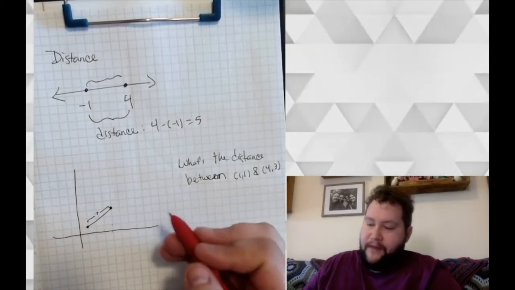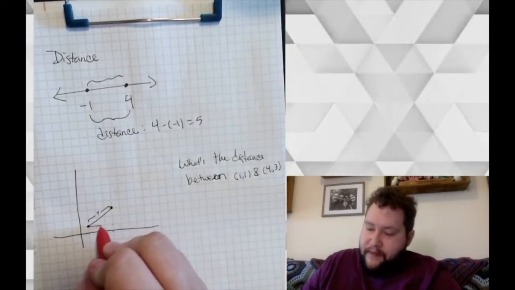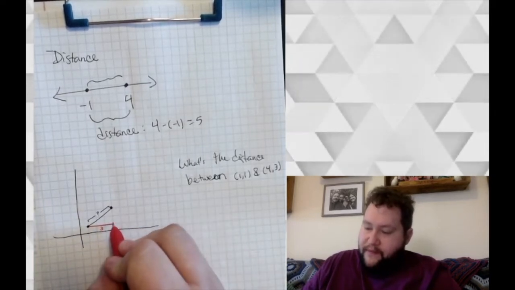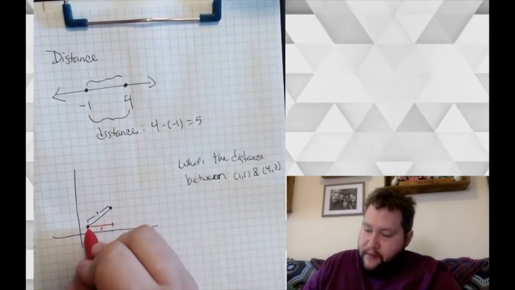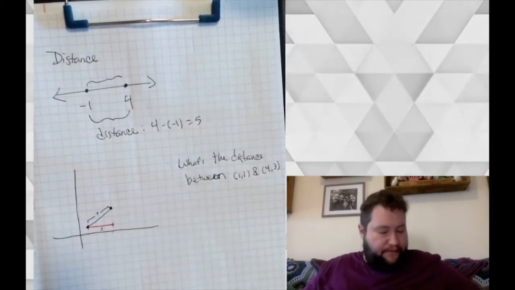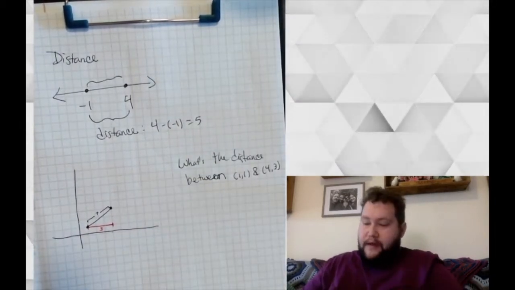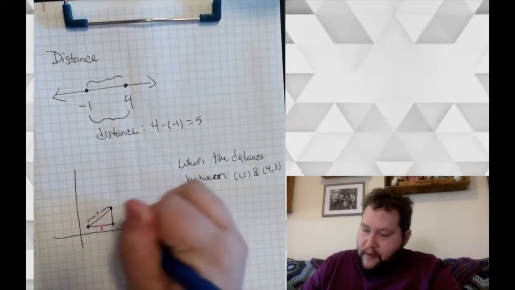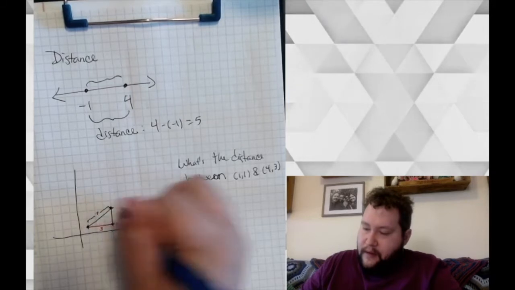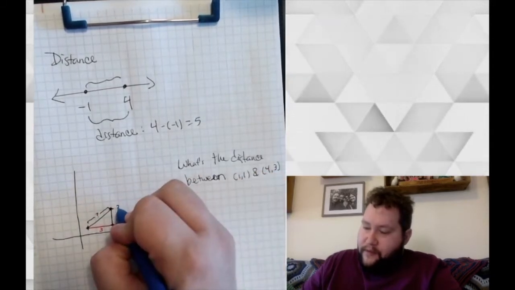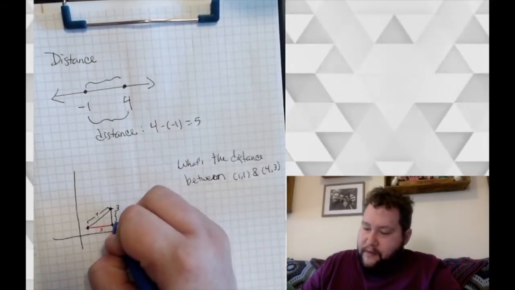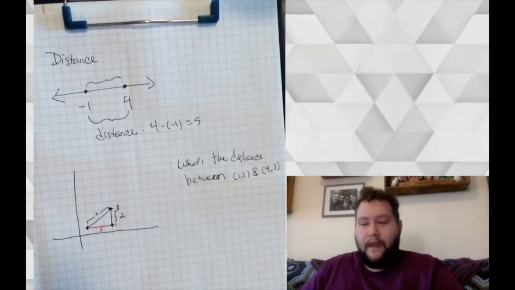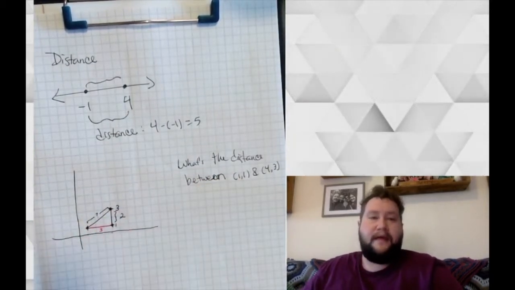Well, I mean, if we looked at just this distance, we know that that's 3, right? Because from 4 to 1 is 3 units. Or if we look at the vertical distance, we have 1 up to 3, which is 2 units. So how do we find that diagonal distance?